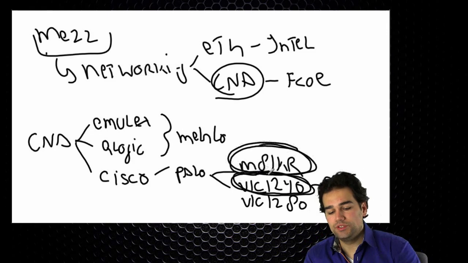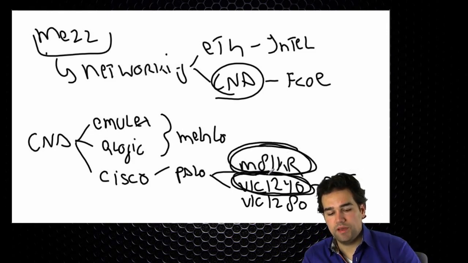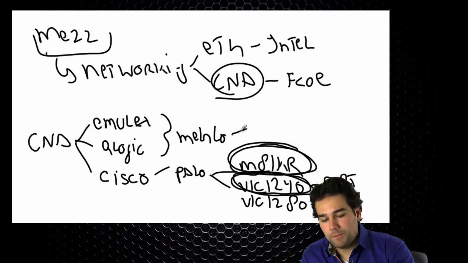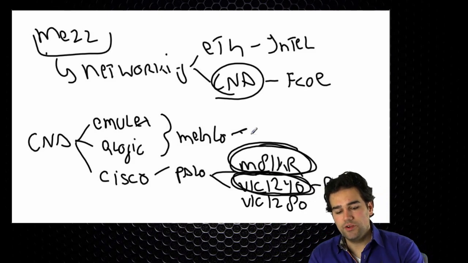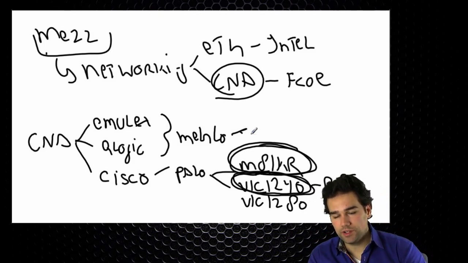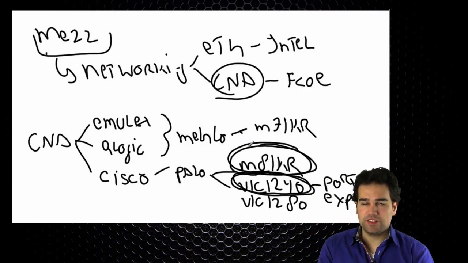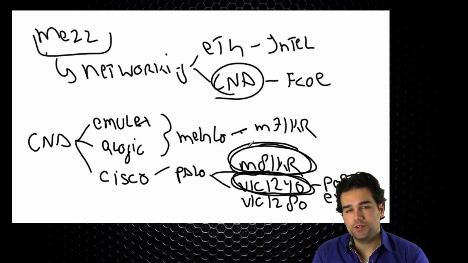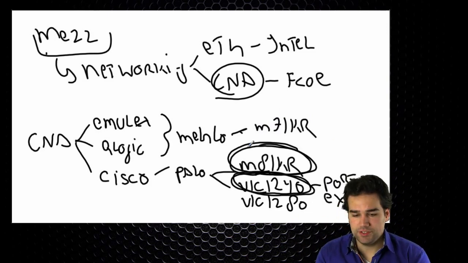And again, when using the VIC-1240, there are some things to think about, and we'll come back to that in detail. But if I'm running the Menlo card, I have totally different capabilities on my system. So it's very important to know what card I am running. The Palo card shows up as an M81KR, and the other card can show up as an M71KR. And then behind that it will show you if it's an Emulex or a QLogic or anything. So a lot of different combinations here.